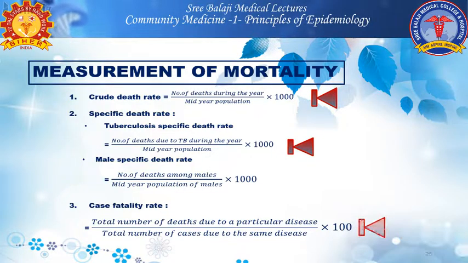Next is case fatality rate. Total number of deaths due to a particular disease divided by total number of cases due to the same disease into 100. Though it is called case fatality rate, it is usually expressed as a percentage. So this is a very commonly asked 1-mark question.